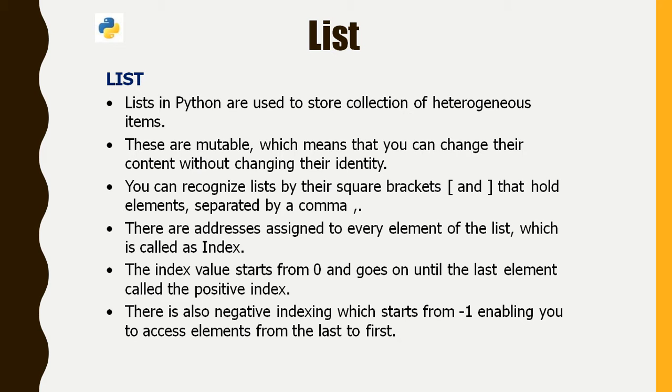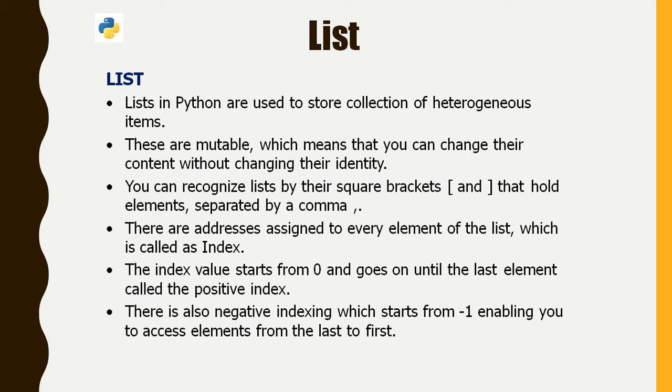Let us see how we can define a list. The lists in Python are used to store a collection of heterogeneous items. Even items may be homogeneous also. Heterogeneous means the elements stored in the list may be of different data types. These are mutable, which means that you can change their content without changing their identity. You can recognize lists by their square brackets, left square bracket and right square bracket, that hold the elements, of course separated by a comma.